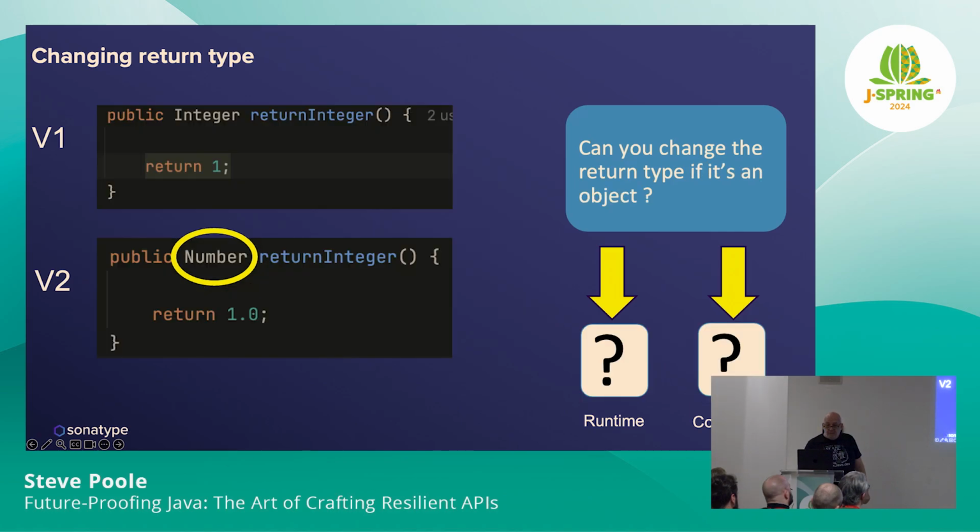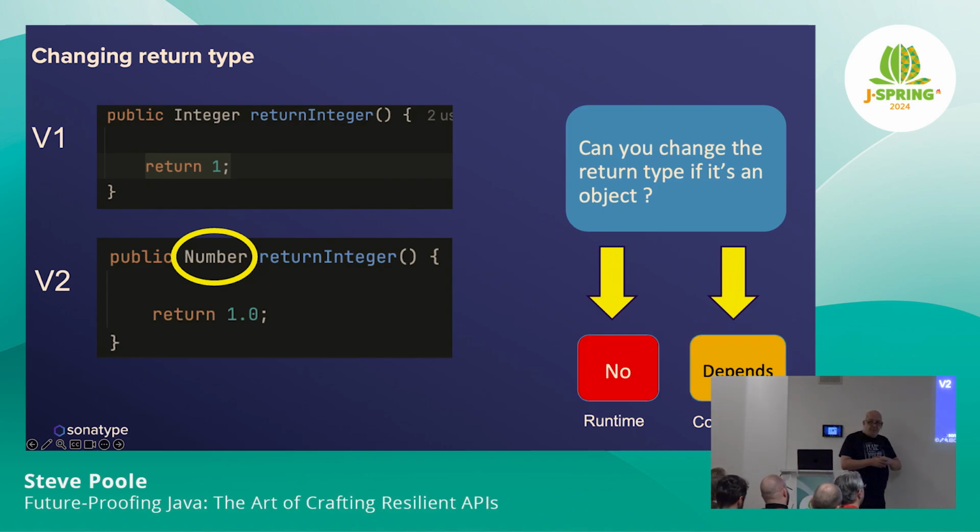Okay, so how about if it was an object? So this one returns an integer. The second one has expanded it to return a number. Is that going to work at runtime? Okay, no. Is it going to work at compile time? Yeah, same thing, right? Because the signature is changing. There's no polymorphism here. There's no magic. That signature is exactly the thing that your code is looking for. And if the dependency changes it, you break, mostly. Okay?